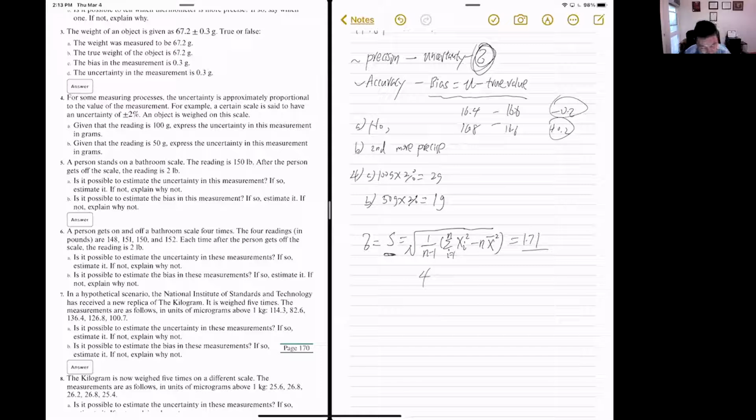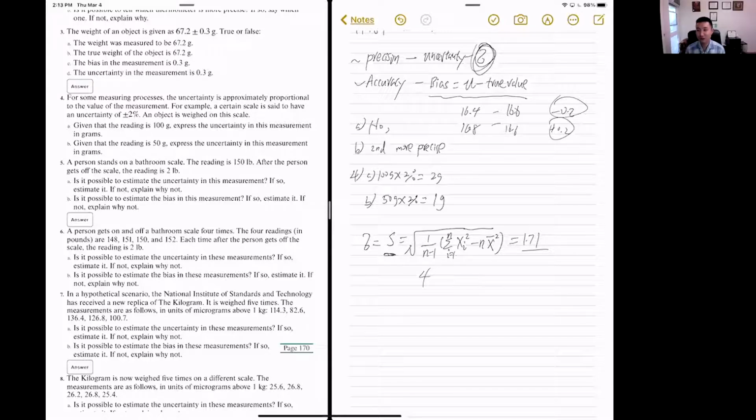Part B. I'm sorry, could you? I'm looking at the equation, and I see that you wrote 4 there, but I don't understand all the other operations that are in the root. The 4 readings, he measured the weight 4 times. So that's 4 readings. So N is equal to 4. Okay. And then, how did we get 1.71 though? Because the square root of 4 is 2.